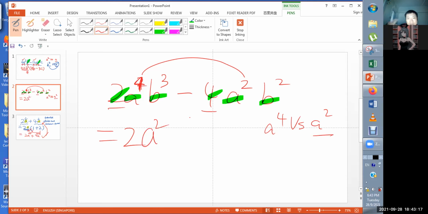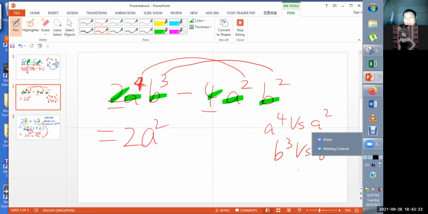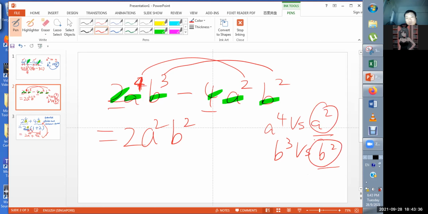Next, B cubed versus B squared. Which one is smaller? B squared. That's why you need to take out B squared. You don't take out A, you don't take out B. You need to take out A squared and B squared. Once you take out this, you have A to the power of 4, and you already take out A to the power of 2.